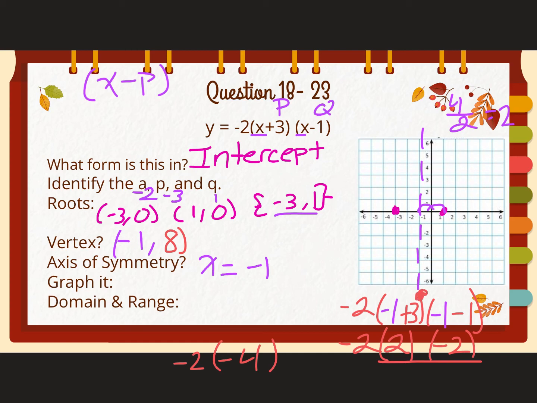Alright, now that we know that, we can connect our dots, making it more of a U, but it's kind of skinny. Our domain is always all real numbers. You could write it like that, or -infinity to infinity. Those are parentheses. And our range, how low did it go? Again, we can use our vertex for that. So the y value is 8, and it's opening up. So y is greater than or equal to +8.